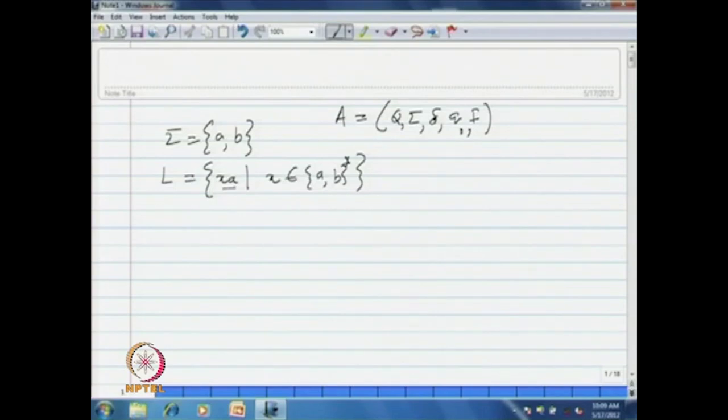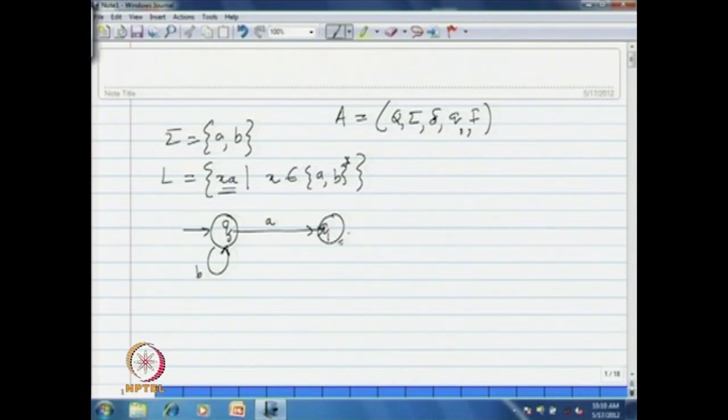Now, if we observe that every string ends with the symbol a, so if we assume a state q0 to be the initial state, then an occurrence of a has to be distinguished in the state q0. This can be done by making a transition from this state on input symbol a to some other state, say q1, just to distinguish the occurrence of the symbol a. Whereas on symbol b we will continue to be in q0 itself, because we need not distinguish the occurrence of b in the state q0.